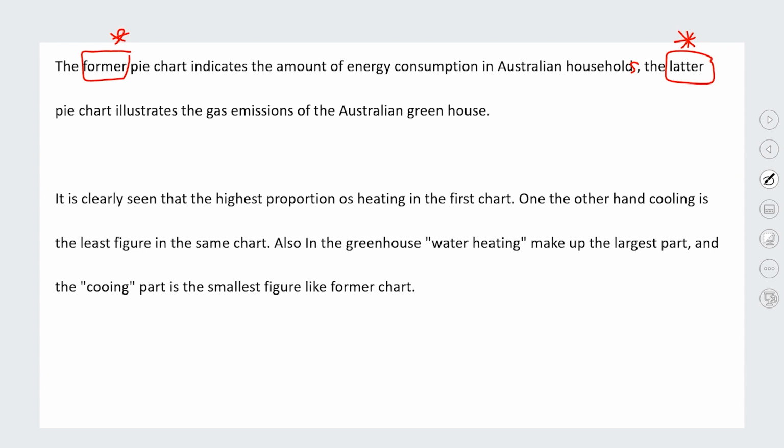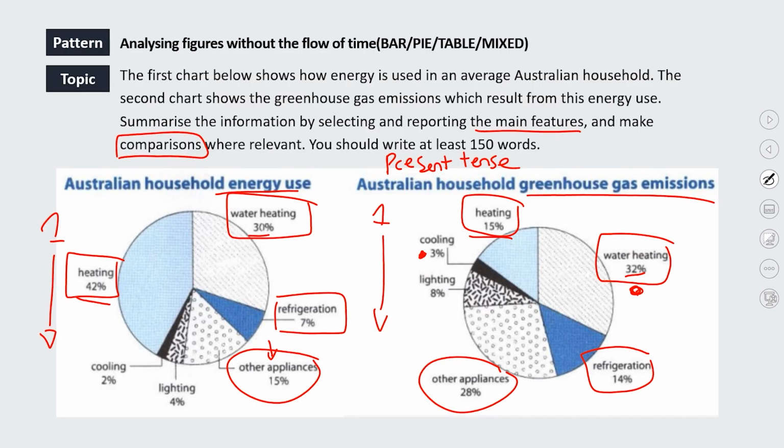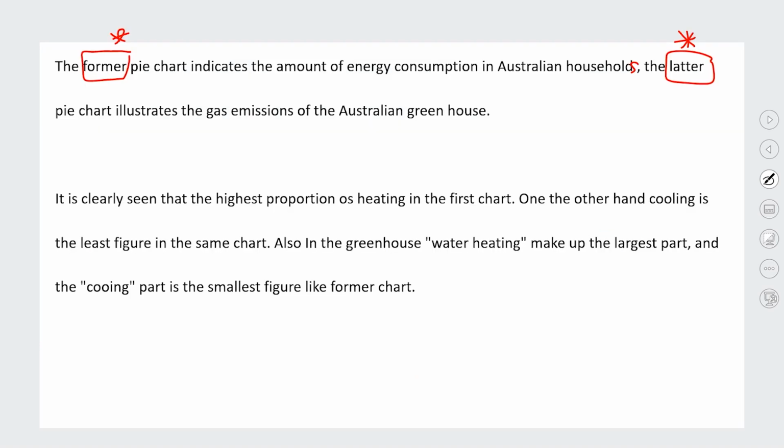This candidate, you can't do that when referring to a picture like this. Okay? So you could say the 2 pie charts indicate: the first pie chart indicates the amount of energy consumption in Australian households, and the second pie chart illustrates the gas emissions of the Australian greenhouse. The former indicates that energy consumption in Australia was increasing, and the latter illustrates that the greenhouse gas emissions were falling. You would have to have some way of doing it like that, but the way this candidate has done it is incorrect and doesn't really make sense. I can see what they've tried to do, but they've not used the grammar correctly.